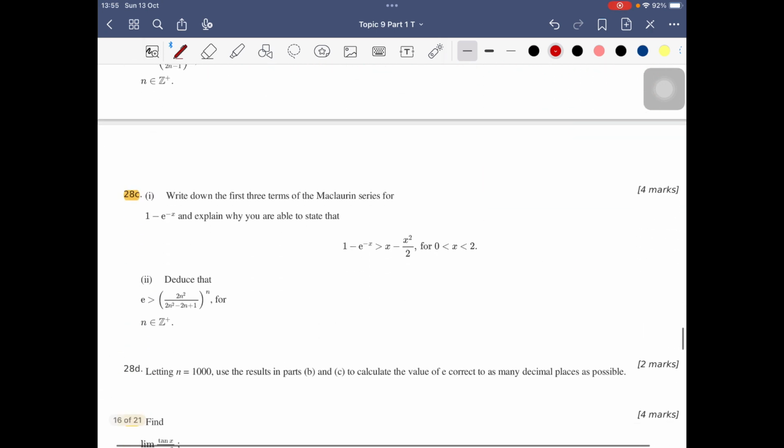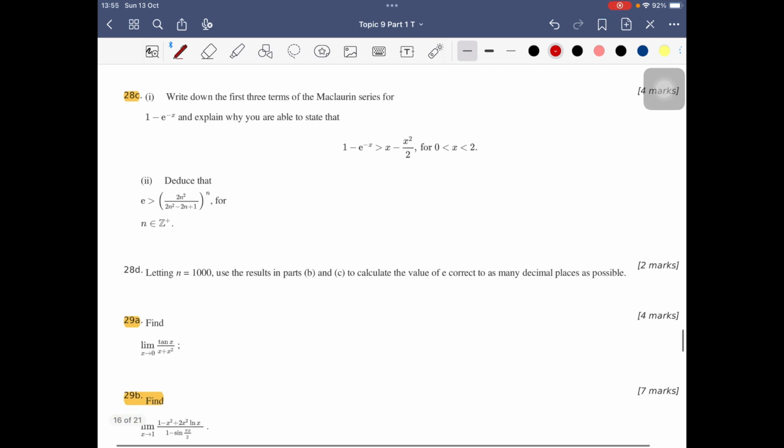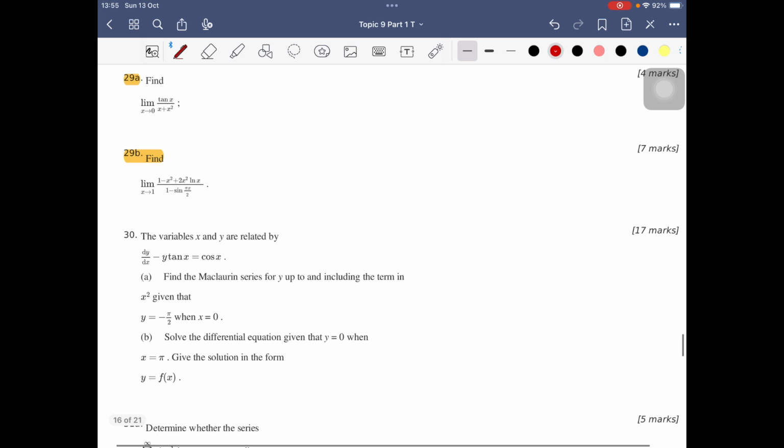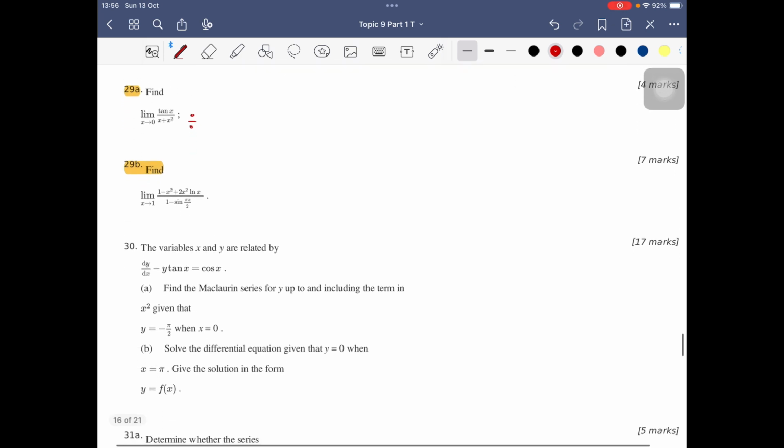So this is not on our curriculum. Now, let's go further. So now 29a, this is like 0 over 0, and also a fractional expression. Fractional expression indeterminate form, which is 0 over 0 or infinity over infinity. So we will go through L'Hopital.